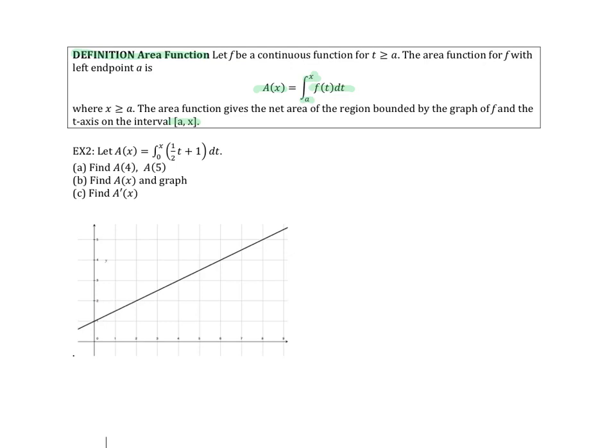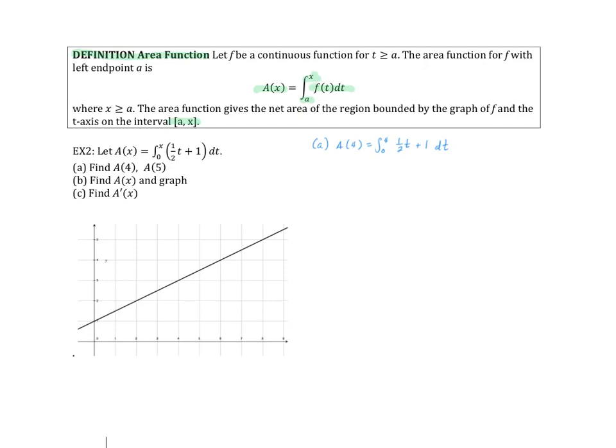Example 2, we have this area function, A of x. We're going to be evaluating this function from 0 to some x value. And the function is 1/2 t plus 1. Part A, I need to find two things, A of 4 and A of 5. When I look at A of 4, it's going to be the integral from 0 to 4 of 1/2 t plus 1 dt.